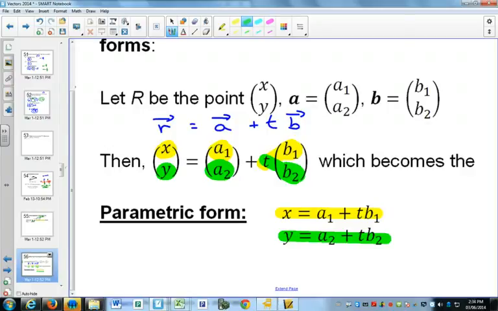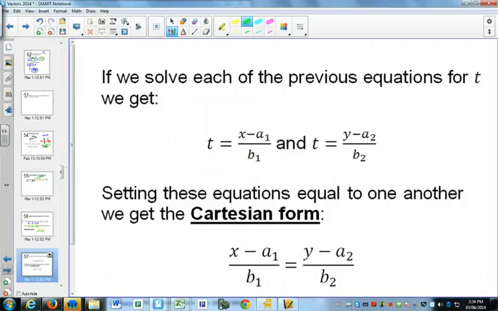If you take this form even further, because when we did y equals mx plus b, there was never a parameter t. But if you take this further and solve for t, then you're going to get the Cartesian form. And this is where we'll start next time.